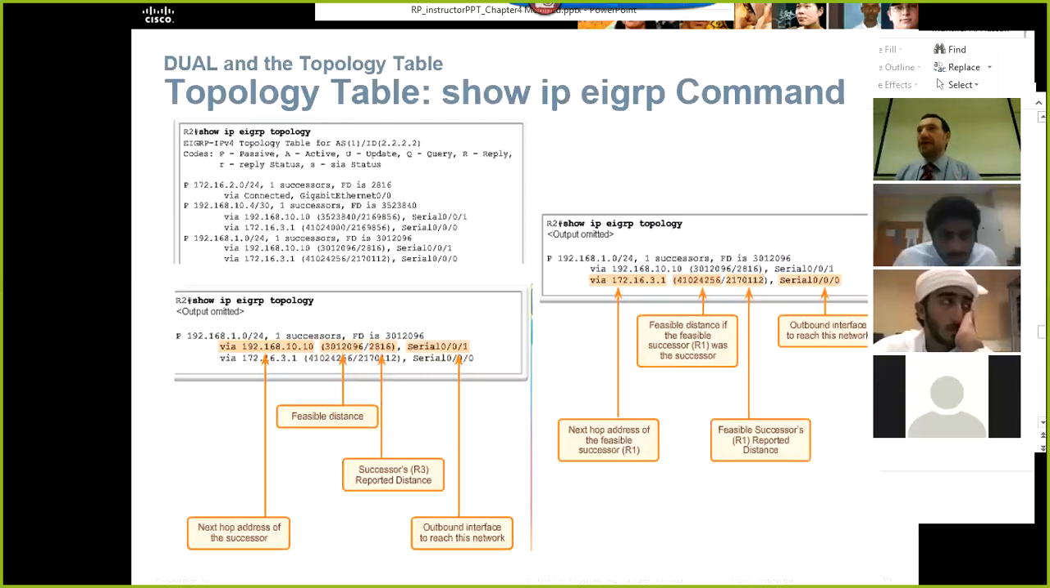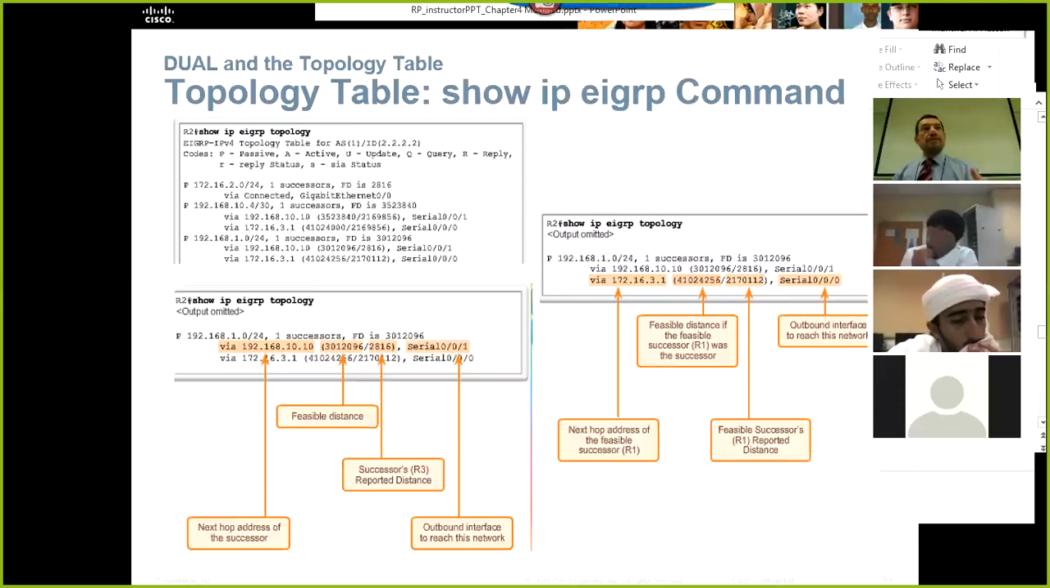You should be worried if you see the letter A instead of P. A means active. If any network in the EIGRP topology goes active, it should not be in this state for more than a few milliseconds. If it stays more than that, something is seriously wrong in your network topology. Active means the DUAL algorithm is actively seeking an alternative path to this destination. Why? Because its existing path suddenly disappeared.